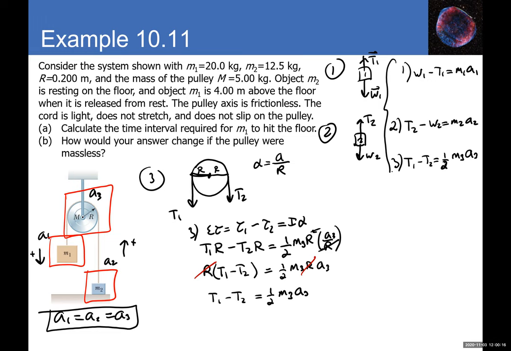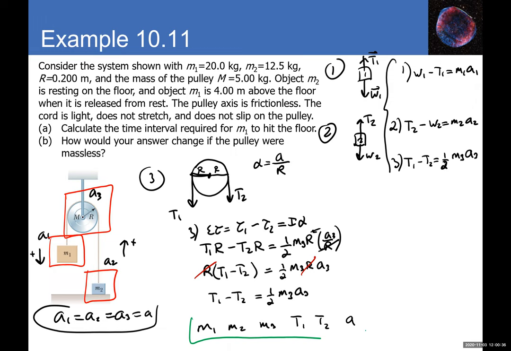The variables are mass one, mass two, mass three, but there's also tension one and tension two, which are not the same anymore. But the acceleration of the system is the same, so I can replace it with just A. Those are my variables: M1, M2, M3, T1, T2, and A. And you have three equations. If I give you M1, M2, and M3, that should be enough, because then you're going to have three unknowns and three equations.